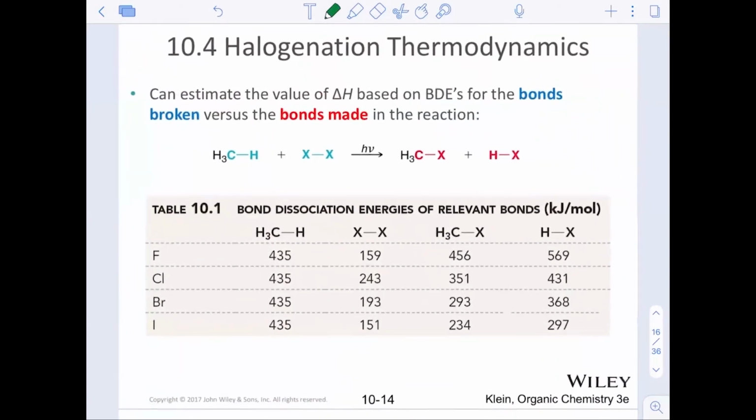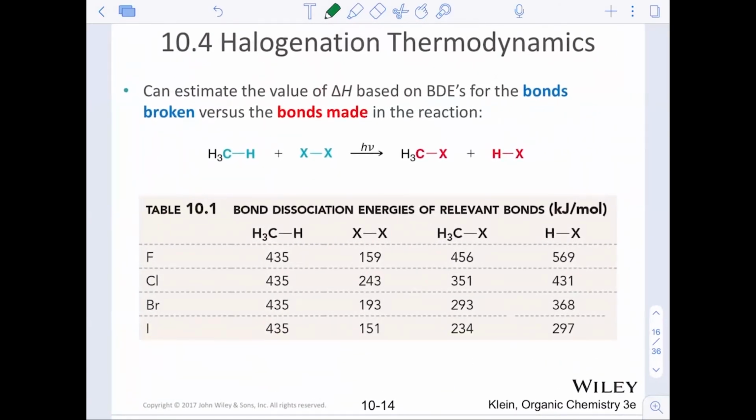Here's some thermodynamics for us. This chart is a good explanation of bond breaking versus bond forming that we just talked about. We can estimate the delta H, the enthalpy term, based off of the bond dissociation energies. We know bonds broken minus bonds formed. Here are all of the different types of bonds relevant to this reaction in terms of bonds breaking, minus bonds formed.